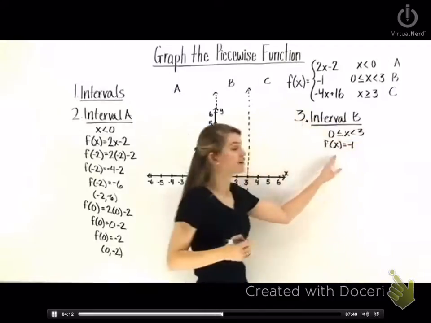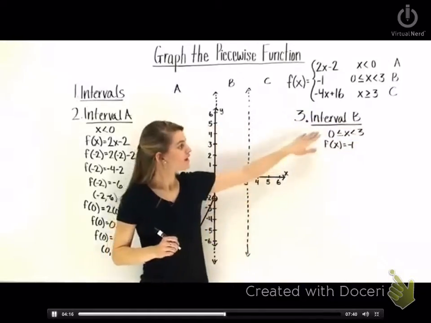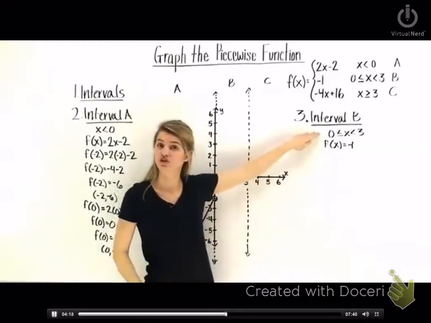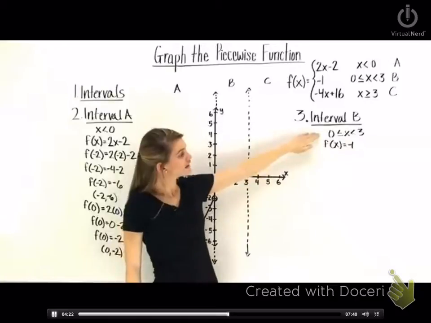Here we have a constant function. f of x is equal to -1. To graph this function, we just need to graph a straight line at y equal to -1. Take a look at our endpoints.